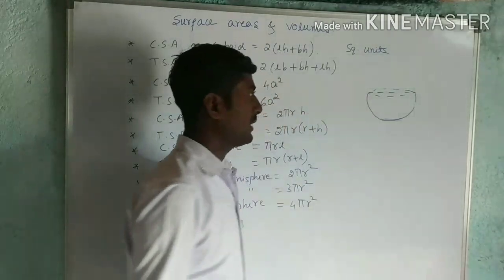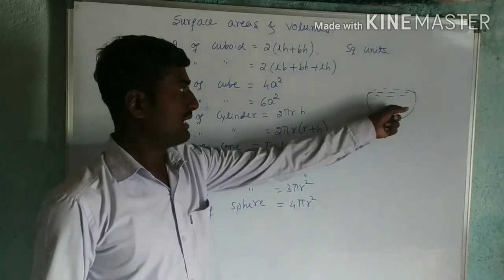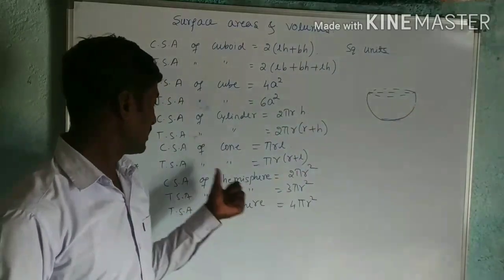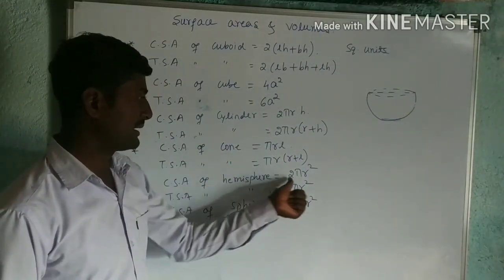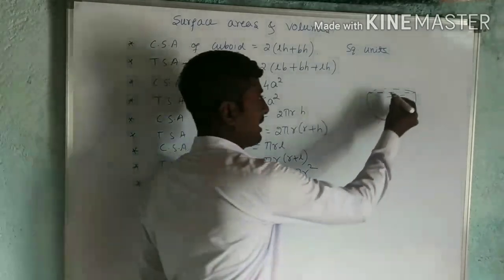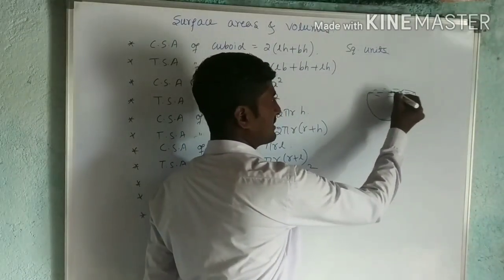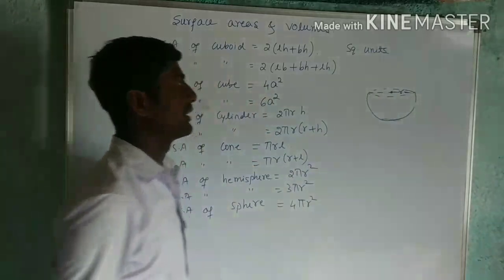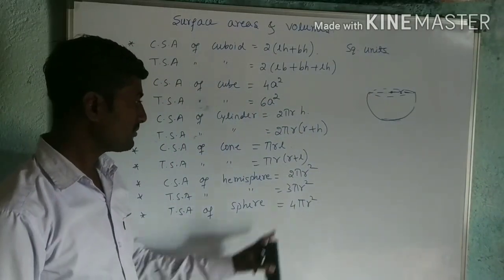Okay, so here the base of the hemisphere is removed. So then it will become the CSA of the hemisphere, that is 2 pi r square, where r is the radius. So this I will take as r, the radius of the hemisphere.